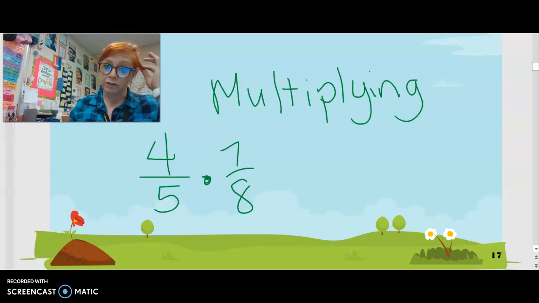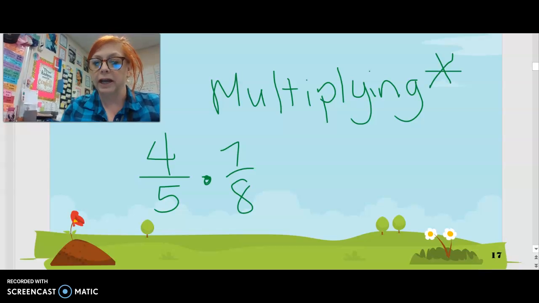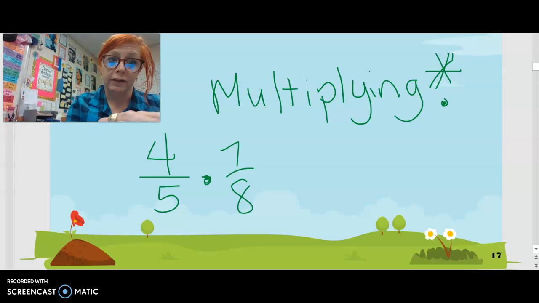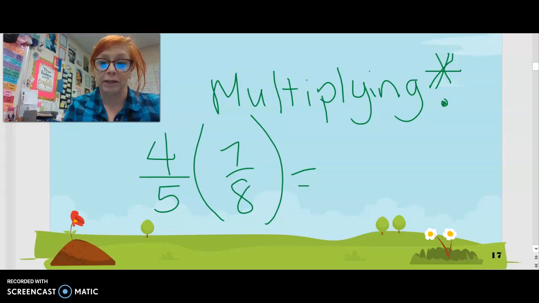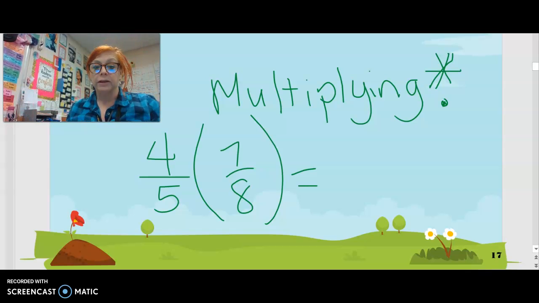Remember, when you start doing algebra, you don't really use an X anymore for multiplication. You can use an asterisk or star. You can use a dot, or I could even, instead of having this here, I could even do this, and that would still mean multiply. Okay? So we're multiplying these two fractions.